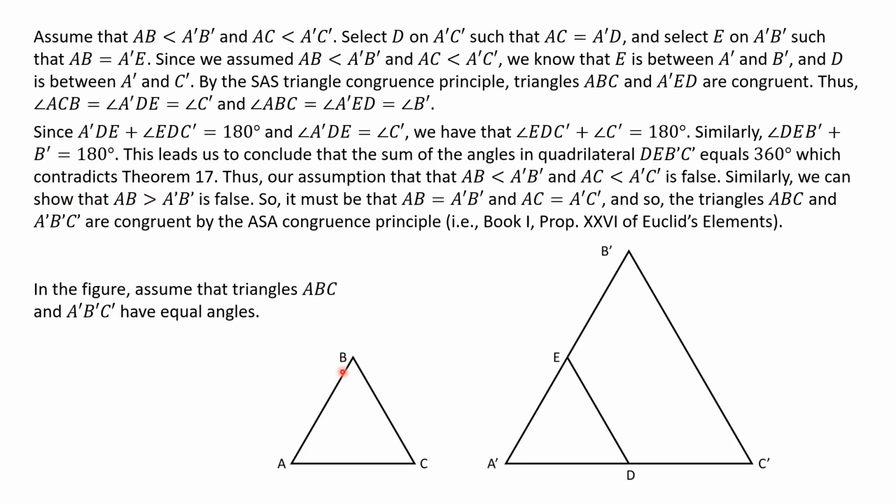Of course, we could have gone in the other direction and assumed that ABC was bigger than A prime B prime C prime. That's equivalent, so we're not going to do that. Our only conclusion is that AB equals A prime B prime, and AC equals A prime C prime. Then the triangles ABC and A prime B prime C prime are congruent by the angle-side-angle congruence principle, which is what we wanted to prove.